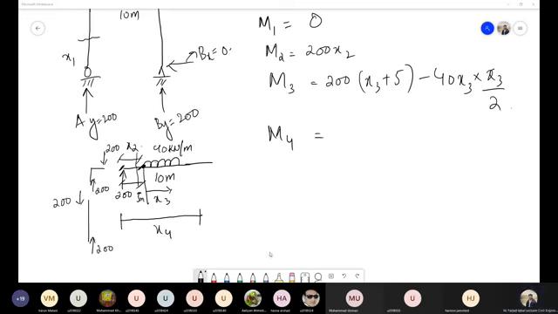So what will be the equation for section 4? 200, x3 plus 5. This is section 4, so the distance is x4. Why do we need to consider x4 minus x3?